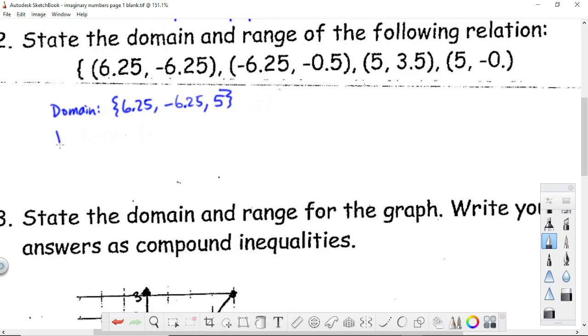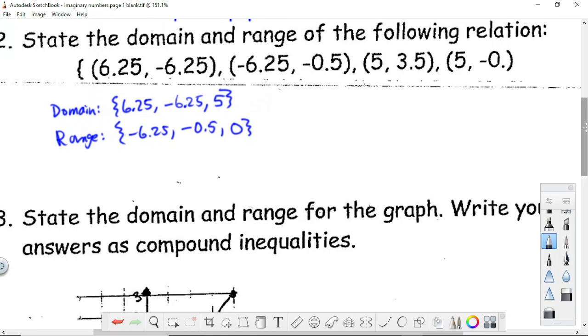So now the range. It's just the second number in each ordered pair. So that's negative 6.25, then negative 0.5, and it says negative 0, and you can write it as negative 0 or just 0.